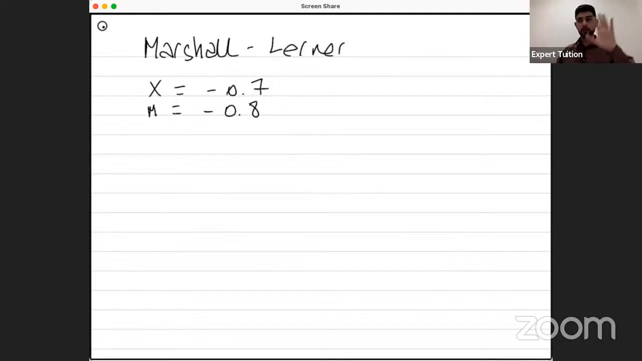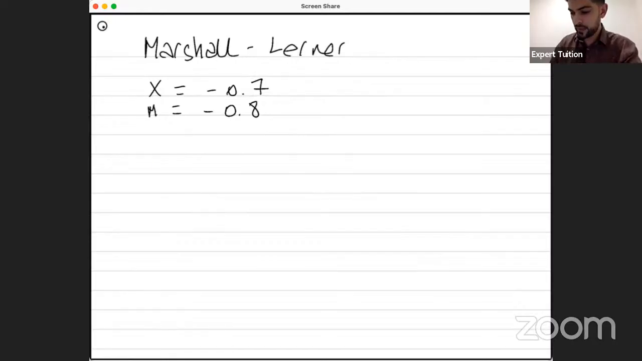Ignoring the minuses, by the way. We ignore minuses when we deal with elasticity. Now, some of you may be saying, yeah, 0.7 plus 0.8, that's 1.5. Absolutely not, because it's an average. The average between 0.7 and 0.8 is 0.75. Let's use some easy numbers to understand this concept.